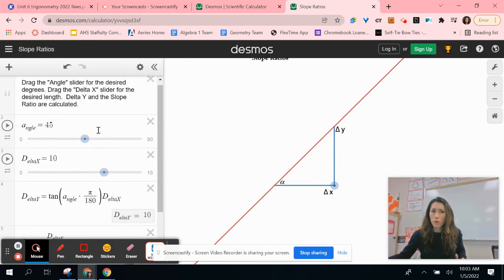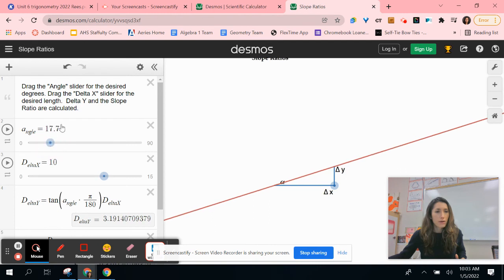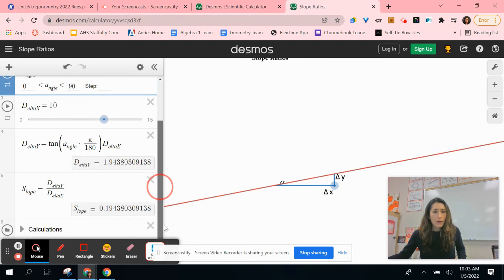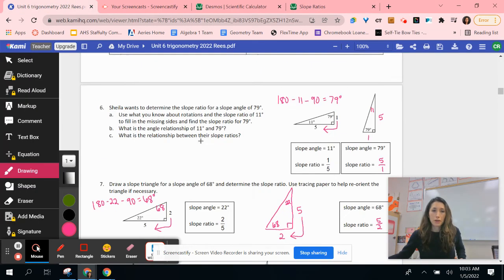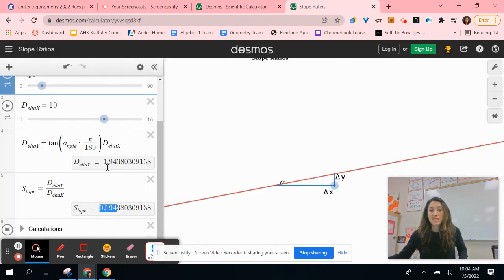Let's just check a few more. Let's do 11 degrees because we did that earlier. You actually can just type that in. I'm going to put 11. And we got a slope ratio of 0.194. Well, when we did 11 degrees earlier, that was 1/5. This 1/5 is 0.2, so that's very similar. This is actually a little bit more accurate, but it's close to that 0.2.